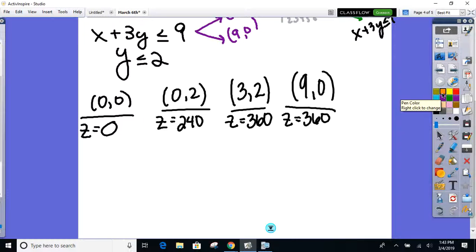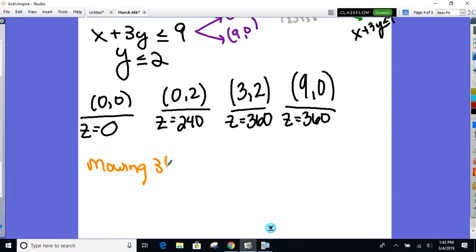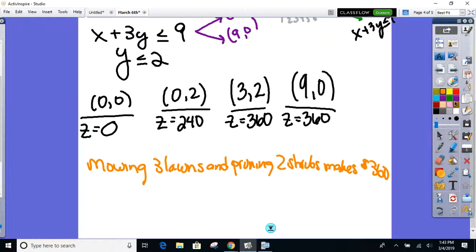What's the 3, 2 mean? Mowing 3 lawns and pruning 2 shrubs makes $360. And I also have to write in that, what about the other one? Mowing 9 lawns.